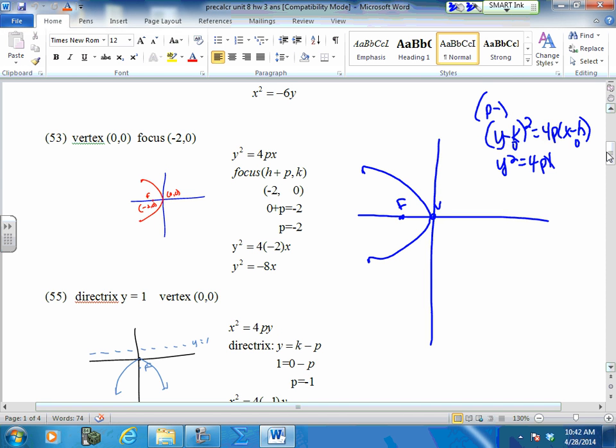Can you find me the distance? Sometimes it helps to just write them on your graph. What's the distance in absolute value from the vertex to the focus? How many did we walk over? 2. So P is 2, and we said, because it's opening to the left, P is negative. Easiest way to do that, plug this in here: y squared equals 4 times negative 2x.